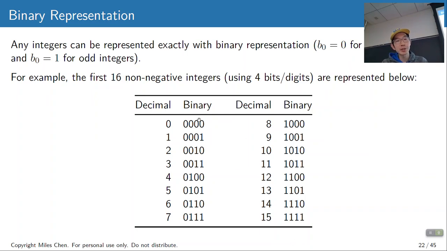So these are the first 16 numbers in binary. You start off with 0, which is just all zeros. Then you have a 1 in the ones place, and then 2, which is a 1 in the twos place and a 0 in the ones place. 3 is 2 plus 1, so we have a 1 in the twos place and a 1 in the ones place. And then 4 is going to be 100. 5 is 101, 1 in the fours place, 1 in the ones place. 6 is 1 in the fours place, 1 in the twos place, and 0 in the ones place. And 7 is 1, 1, and 1, so 4, 2, and 1.